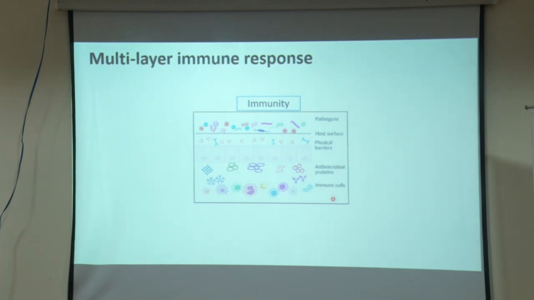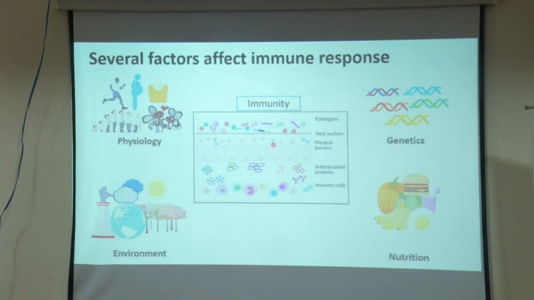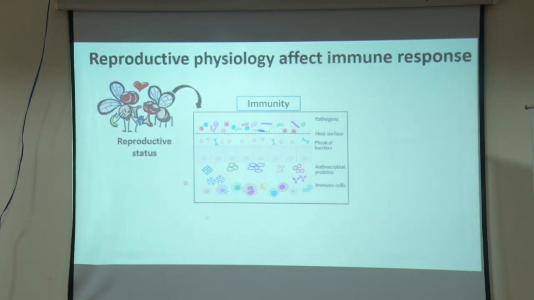Now, this immunity, howsoever important it is, can be affected by several different factors. It could be our own physiology: how old are we, how active are we, how fit are we? Similarly, our genetics could also affect our immune response, as can the environment we live in, and given we are at a nutraceutical conference, the kind of nutrition that we consume. For this presentation, I am specifically focusing on the effect of reproductive status on the immune response.